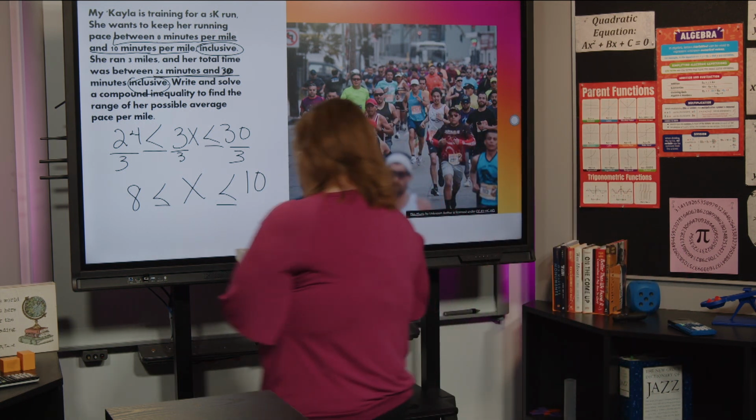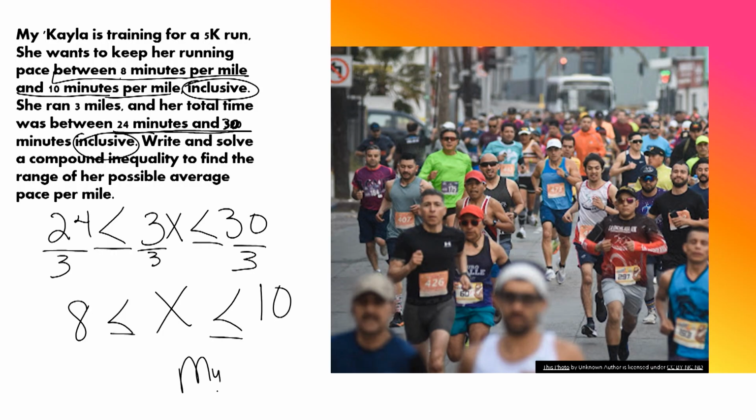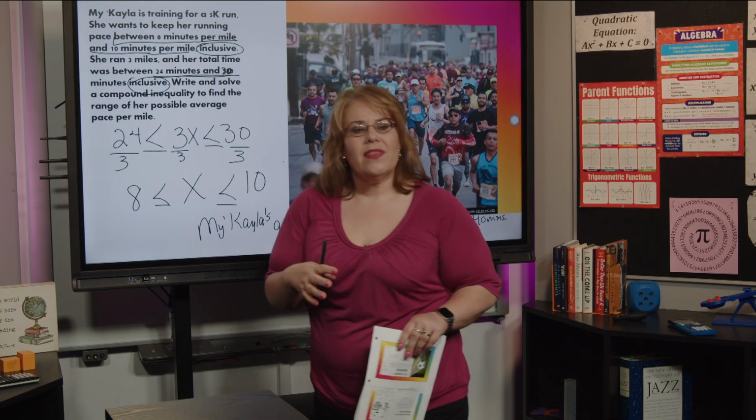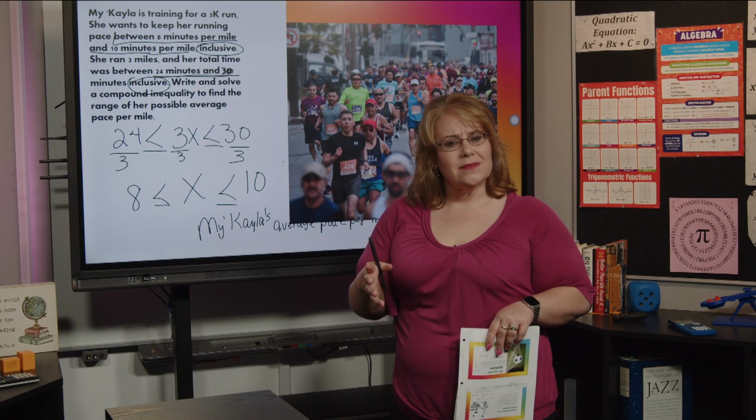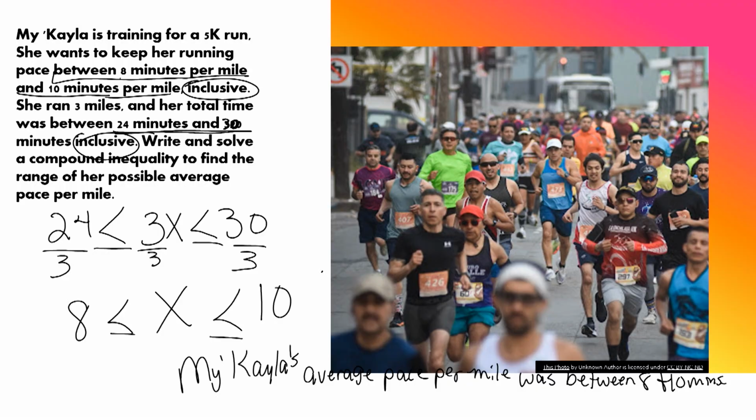So here we go. So my statement says that Michaela's average pace per mile was between 8 and 10 minutes. So then if I wrote that in interval notation, what would it look like? Exactly right. I'm going to have my bracket of 8, comma, 10, bracket.